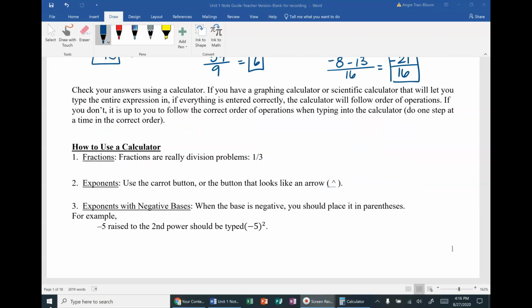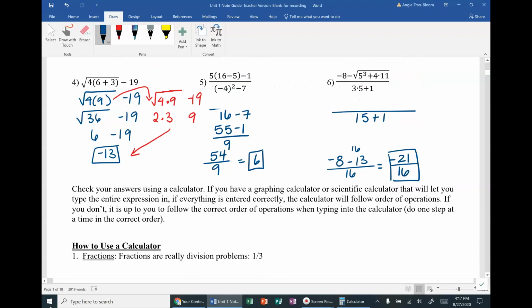So this bottom paragraph says here, check your answers using a calculator. If you have a graphing calculator or a scientific calculator that will let you type the entire expression in, and everything is entered correctly, the calculator will follow order of operations. If you don't, it is up to you to follow the correct order of operations when typing into your calculator. Now, it says here, do one step at a time.